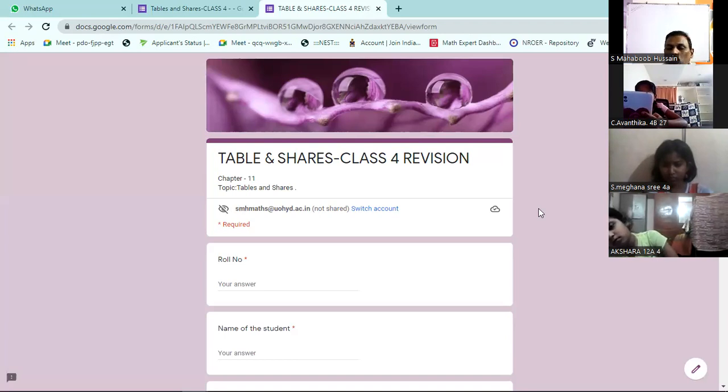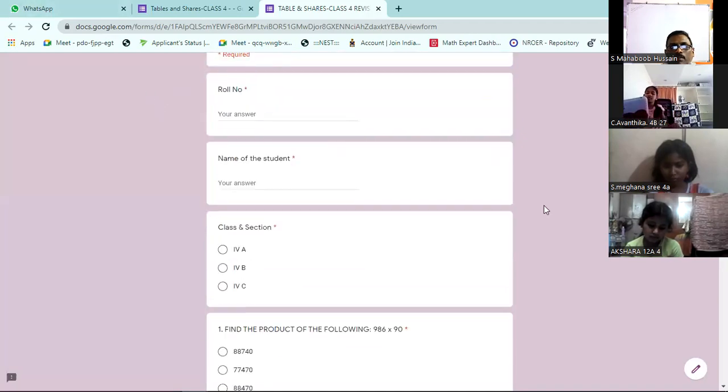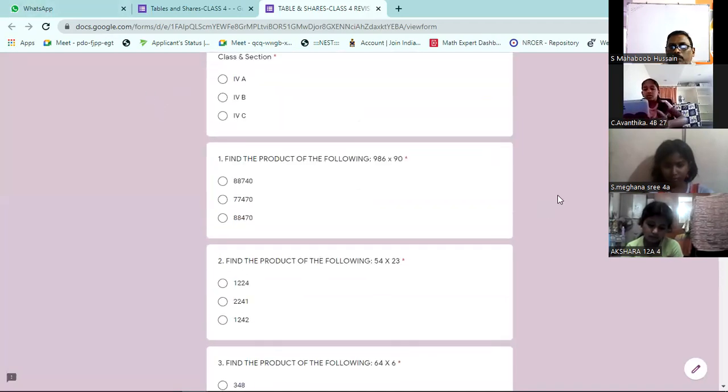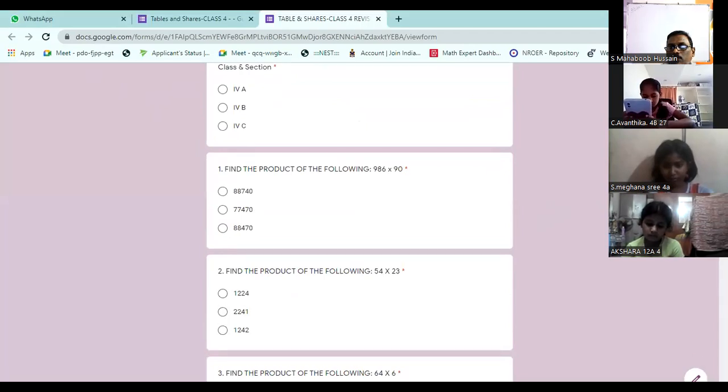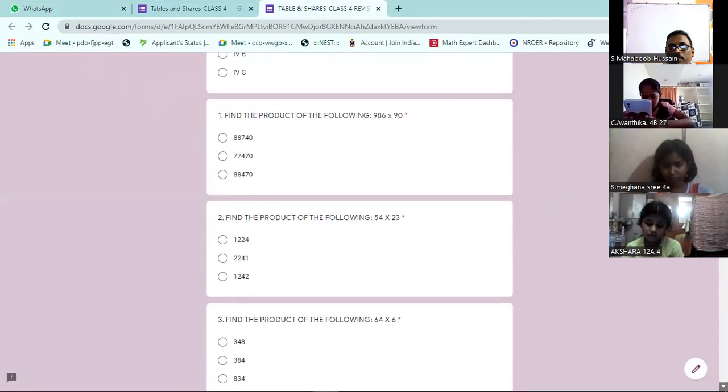This Google form is already shared in our class groups and also in the maths group. So try to answer the Google form and submit it by today. What are the answers for these questions? Let us do it together. Question number 1 is about multiplication.